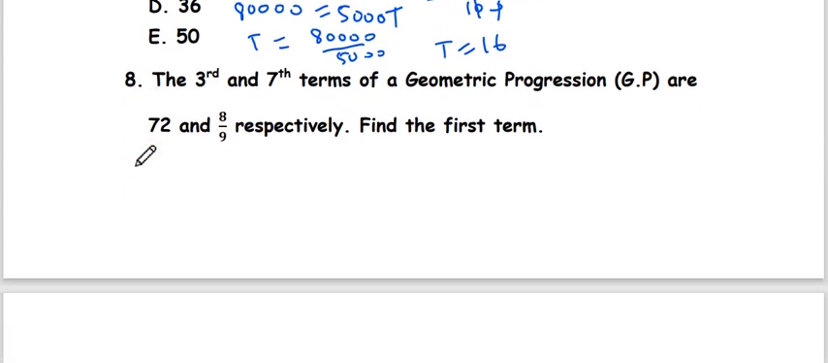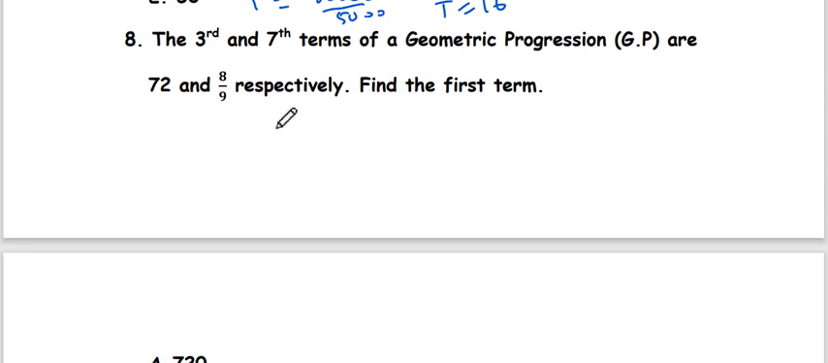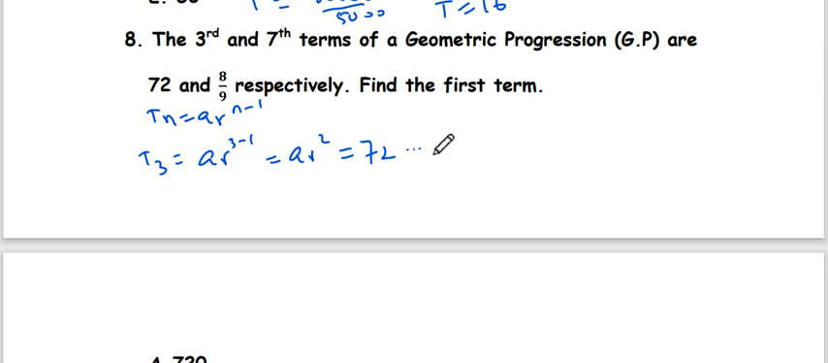Number 8, the third and seventh terms of a GP are 72 and 8 over 9. Remember, the nth term of a GP is AR raised per n minus 1. So the third term is AR raised per 3 minus 1. That's AR squared. And we are given that is 72. So we can call this equation 1. While the seventh term, AR raised per 6, is 8 over 9. Let's call this equation 2.